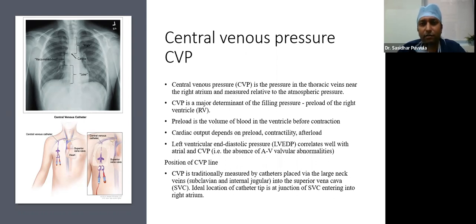So what does the CVP exactly represent? It is an indirect indicator of the preload, or it represents the total amount of venous blood that is coming back to the heart. So by placing a CVP catheter and making sure that the tip is somewhere around the SVC and RA junction, you can get the CVP value, which can guide our therapy.